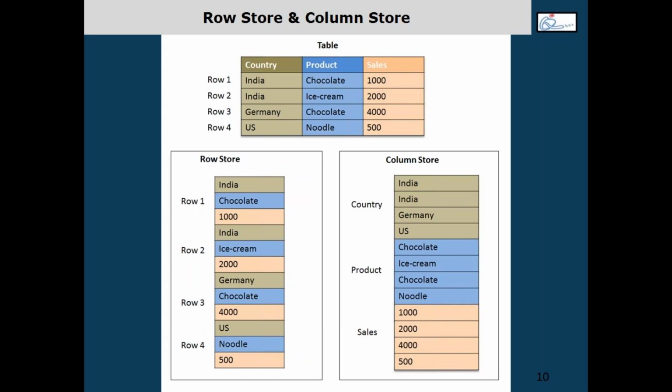Entire record. What did I say? Select star from table where country is equal to US. So for US, how many records do we have? Row number 4 is relevant to US. So there is one memory location where the entire row is sitting. Look at this: US, noodles, and this value. So my query will jump to that memory location, read those row values and give them to me.